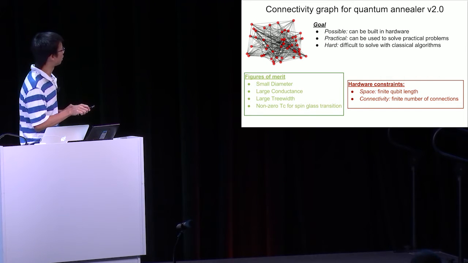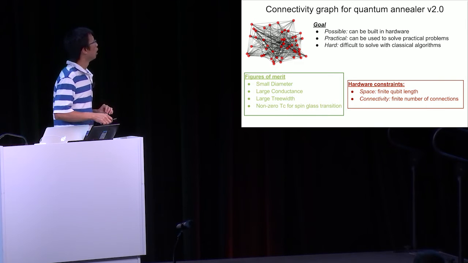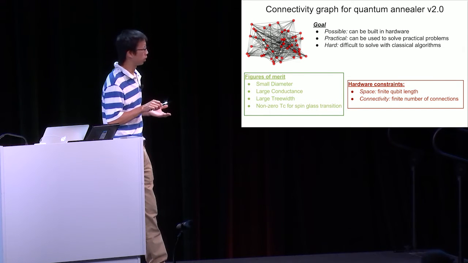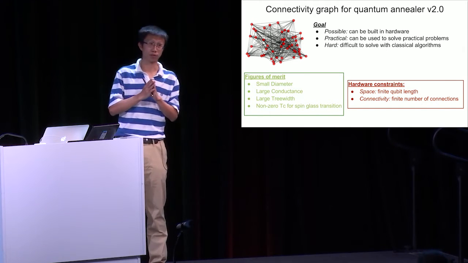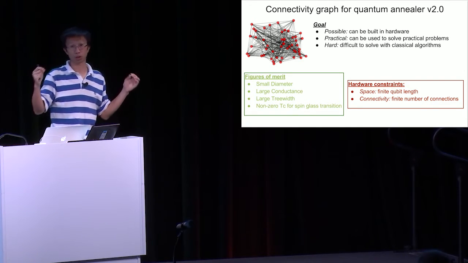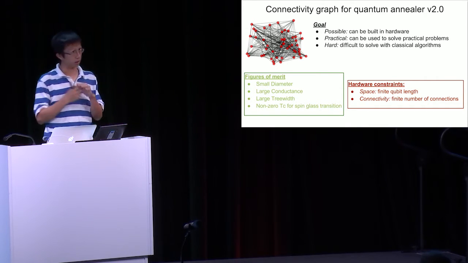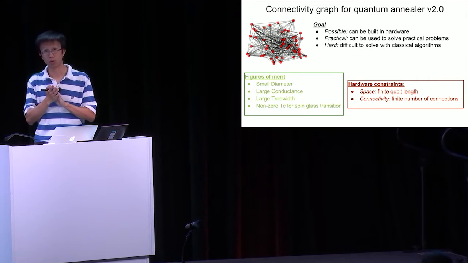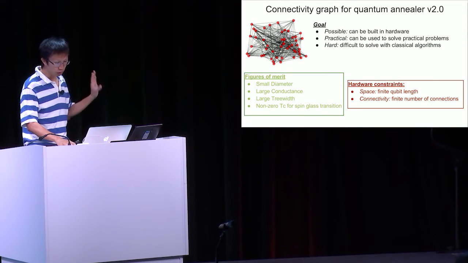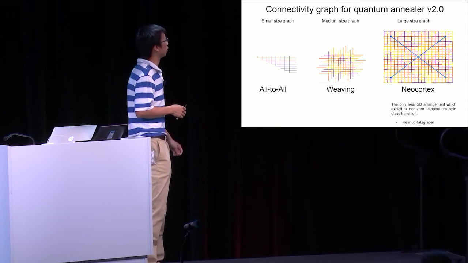Our theorists figured out basically 4 figures of merit to look at this graph. You want to have small diameters, large conductance, not traverse. Of course, you worry about spin glass transitions. However, as a hardware engineer, my job is to keep reminding them, look, we have hardware constraints. First of all, your qubit has a finite length. You have just enough space to couple qubits together until you reach the tolerance you cannot handle for the crosstalk. And second, you have a finite inductance for yourself. That means you can only couple one qubit to multiple others. There's a finite degree you can couple to. So with all those in mind, this is a graph we're proposing to build for our Quantum Annealer version 2.0.